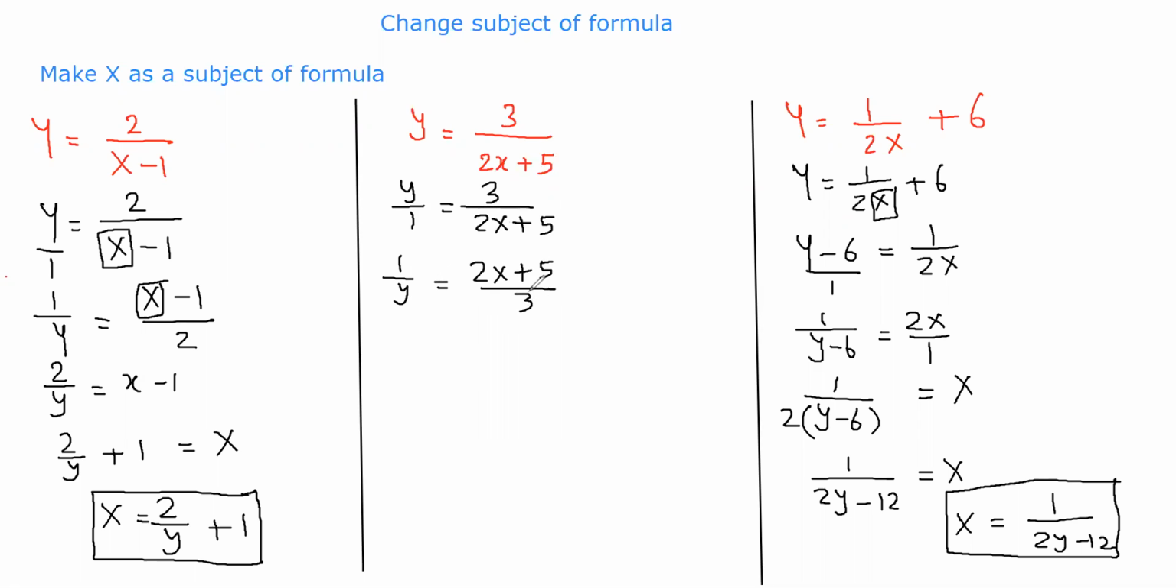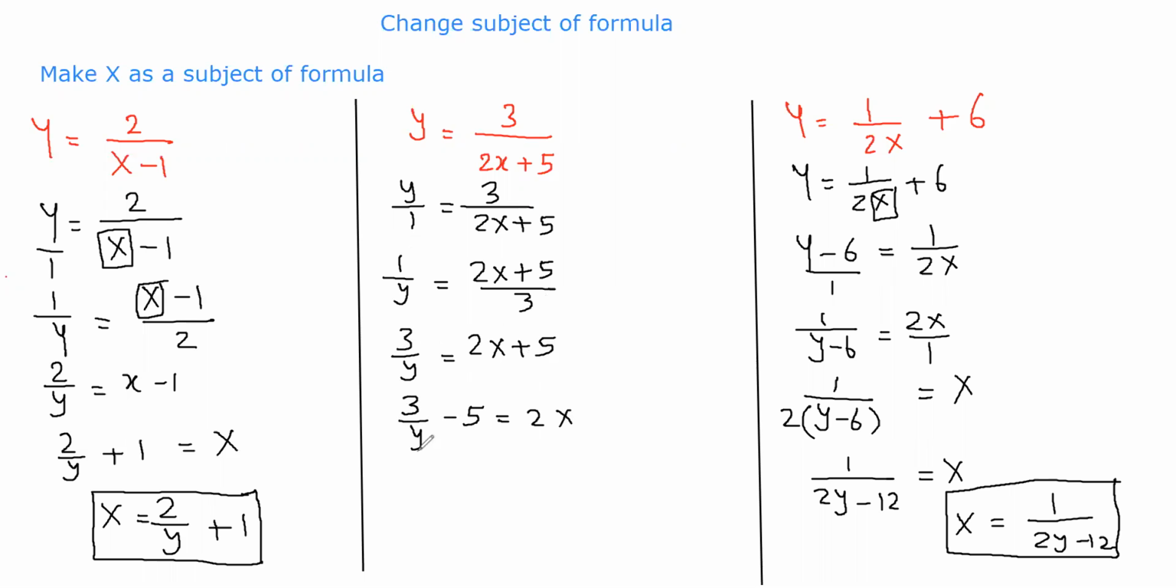Now this 3 is in the divide, so when we shift it to the other side, it will come as multiply. So 3 over y is equal to 2x plus 5. Is this okay? Right. Now this 5 is positive, when we shift it to the other side, it will come as a negative. So 3 over y take away 5 is equal to 2x.